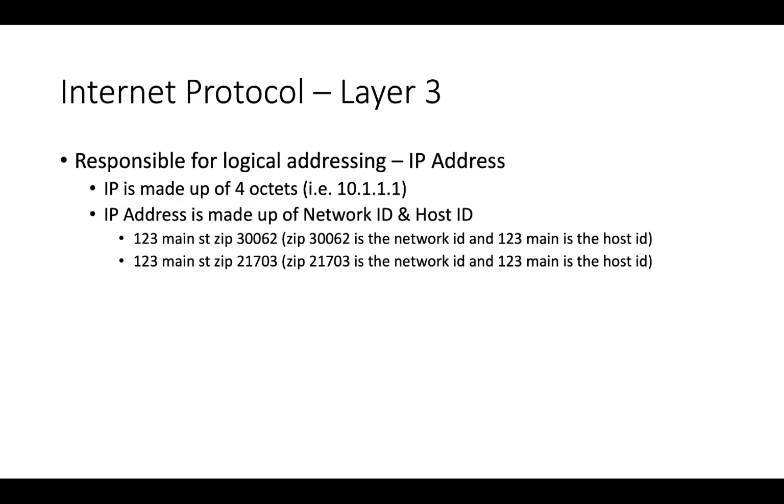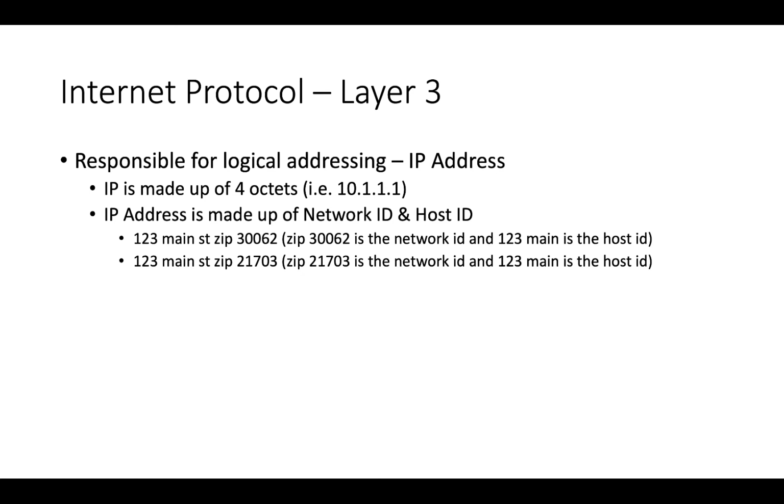The Internet Protocol, or Layer 3. The Internet Protocol is responsible for logical addressing between nodes, known as an IP address. An IP address is made up of 4 octets. Note that 4 octets for an IP address is specific to IP version 4. There are also IP version 6 addresses. We will cover IP addresses in detail in another session. For this session, it's important for us to understand that an IP address is the logical address of each system.